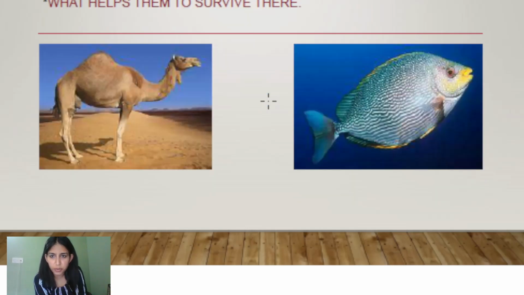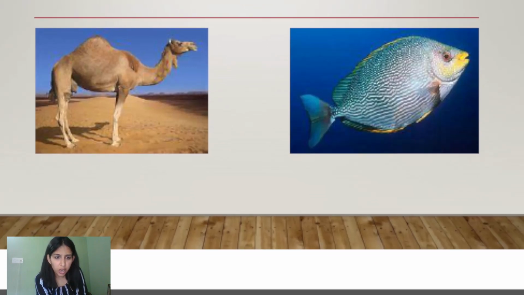So we have discussed adaptations and the different habitats that are there in nature, and how different adaptations are made by different organisms to sustain in that environment. We'll be moving forward to the next topic in the next class.